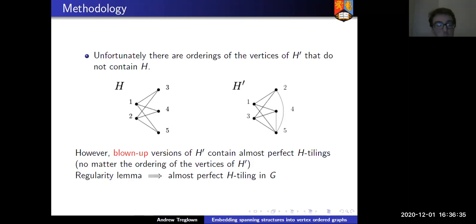And what we can show is that if you choose the right blow-up version, then however H prime is labeled, you have an almost perfect H-tiling, no matter how you've ordered the vertices. So that allows us to get an almost perfect H-tiling. We tile, using the regularity lemma, some intermediate graph that has this nice flexible property: however you order the vertices, you can still get an almost perfect H-tiling.